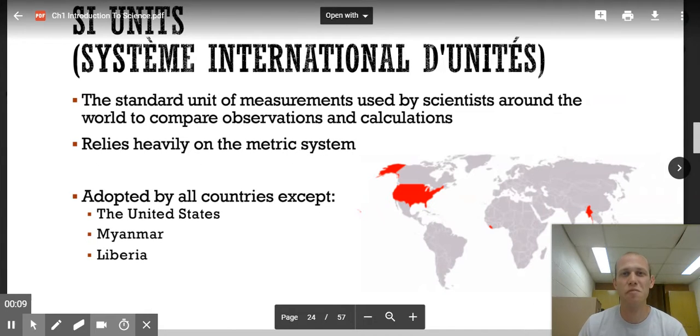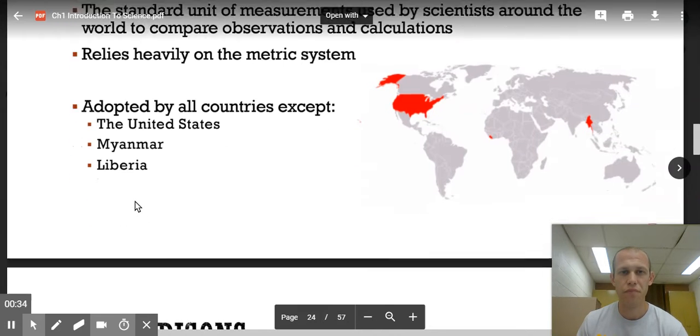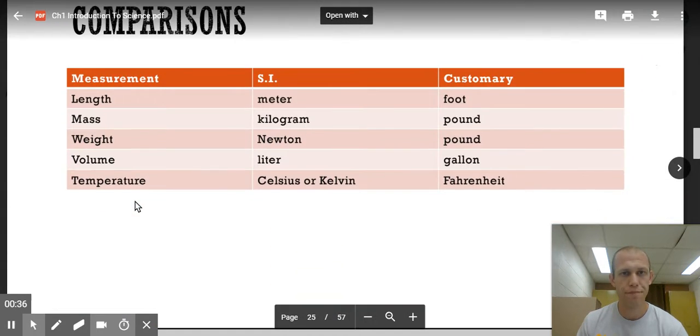The SI system, or SI units, is the international system, and it's used by scientists for measurements and to make calculations around the world for science experiments and observations. It relies heavily on the metric system, and it's adopted by every single country except the United States, Myanmar, and Liberia. Those are the three countries that use the customary system, your feet, pounds, gallons. Everyone else uses the SI system, which relies heavily on the metric.